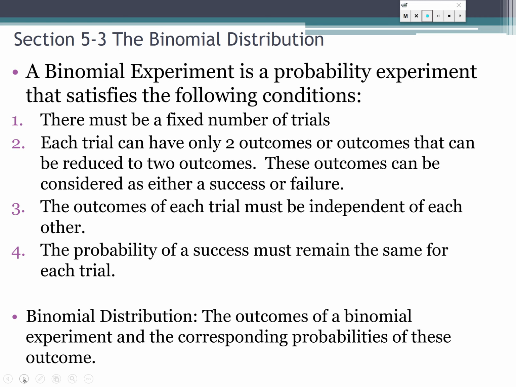The outcomes of a binomial experiment and the corresponding probabilities of these outcomes is considered a binomial distribution. So the outcomes of a binomial experiment, so those conditions have to be satisfied, and then the corresponding probabilities of those outcomes, that's considered a binomial distribution. So all 4 of those conditions met. So you have a binomial experiment, and then we're looking at the corresponding probabilities of those outcomes. And we'll get into some specific examples, and we'll go through and pick out if the conditions are met, and we'll find probabilities and all those things.